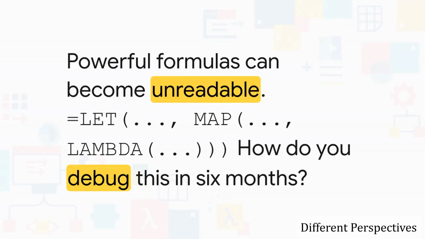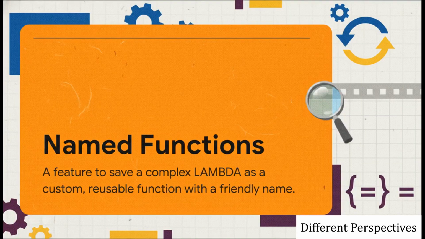It is incredibly powerful, no doubt. But could you imagine trying to explain what this does to a coworker, or trying to debug it yourself 6 months from now? There has to be a better way to handle all this complexity. And there is. It's a feature called named functions, and this is where it all comes together. This lets you take any of these complex lambda-based formulas, save it, and give it your own simple, descriptive name.